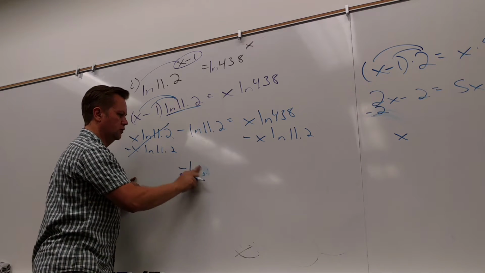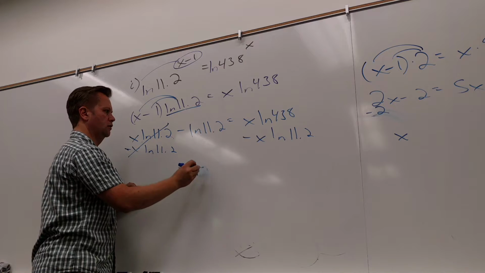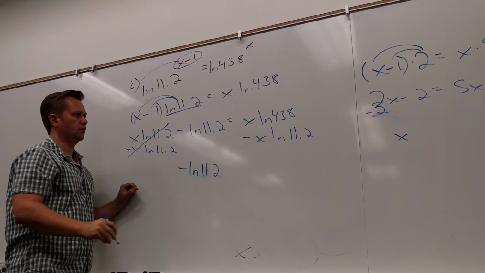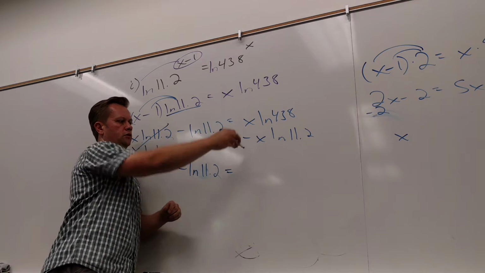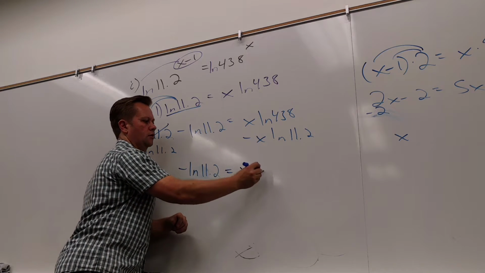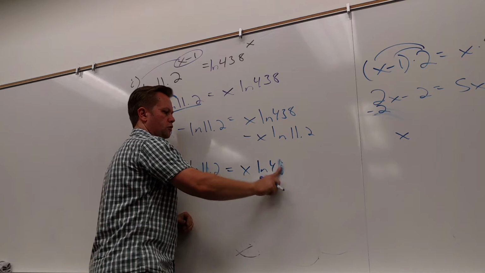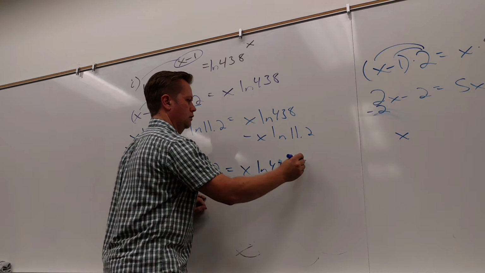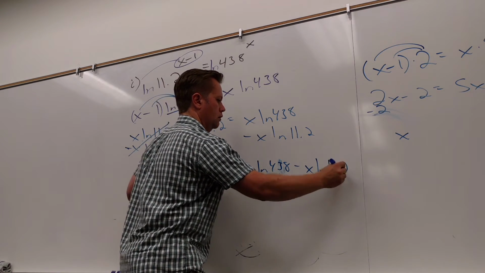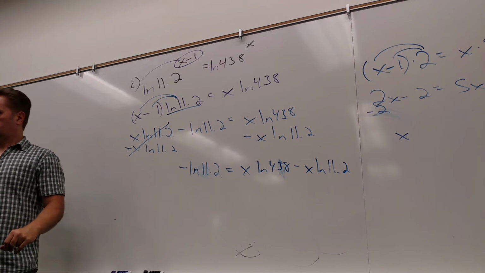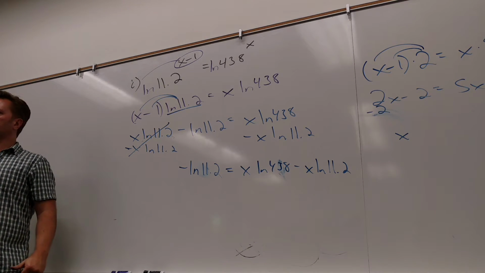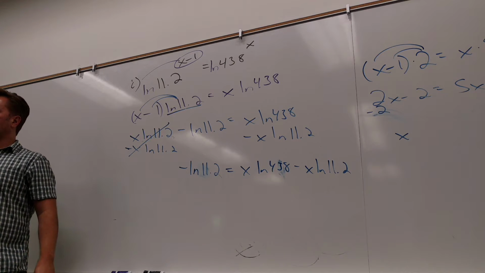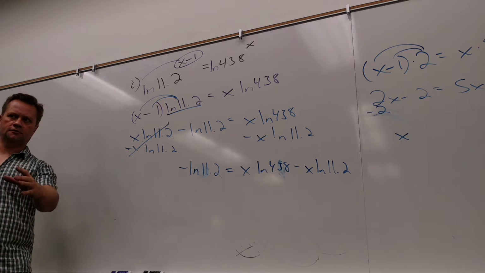Negative ln, natural log. So I get ln 438 minus ln 2. And then you can turn into division. So remember, anytime there's more than one variable, I can take an x out.